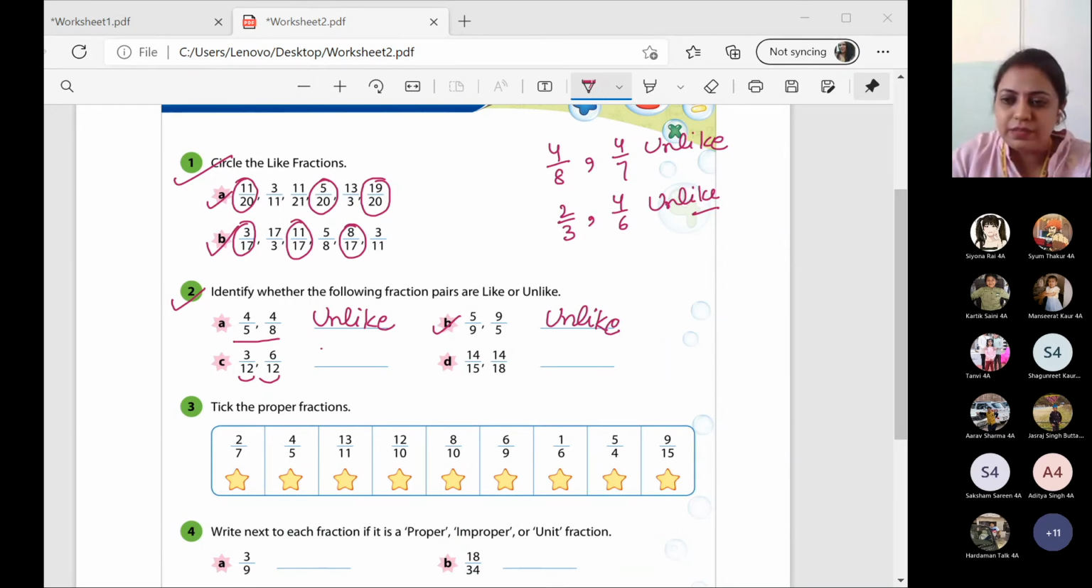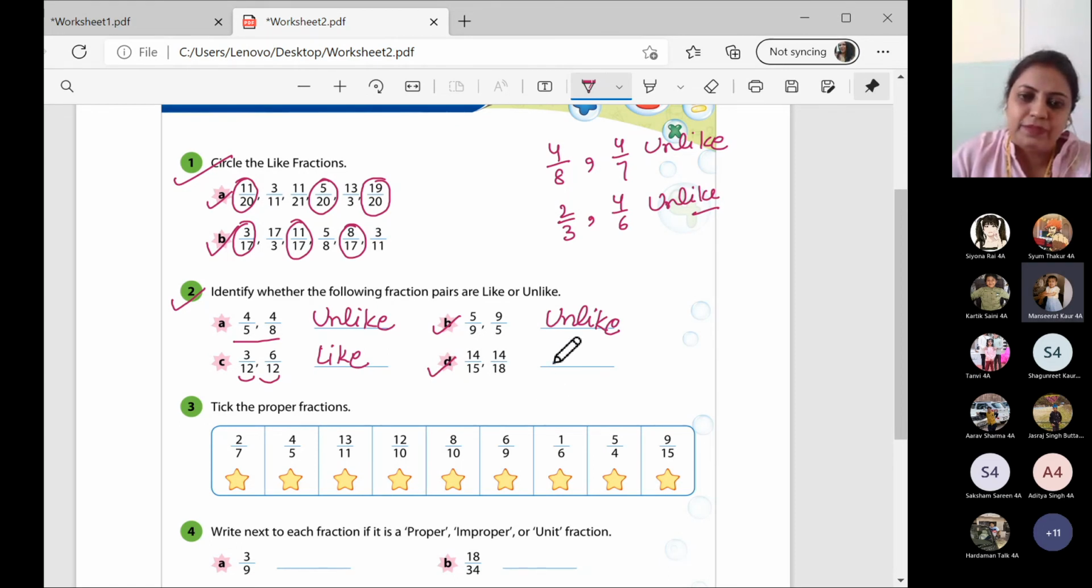Yes, Gunaman, tell me. C part, like or unlike? These fractions are like. Right. Mansirat, D part, 14 by 15, 14 by 18. These fractions are like or unlike? Unlike. These are unlike. Very good.